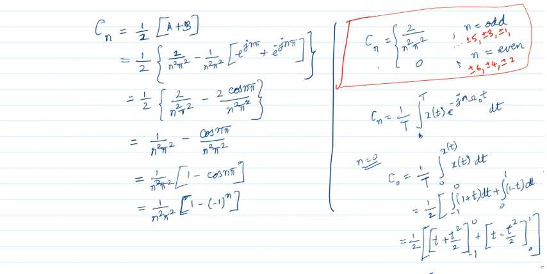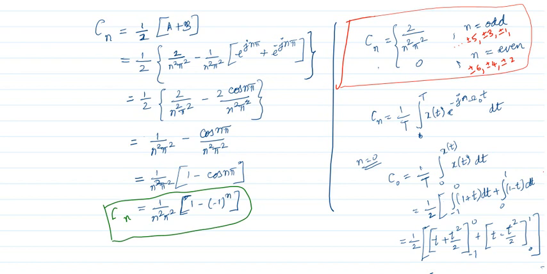Once you have A plus B, C of n is equal to 1 by 2 times A plus B. So put A plus B here. Now, e power j n pi plus e power minus j n pi is 2 cos n pi. Taking 2 outside, the 2 gets cancelled. Taking 1 by n square pi square outside, it becomes 1 minus cos n pi. Cos n pi we know is minus 1 power n. So this is your Cn. We have got Cn. Very important.